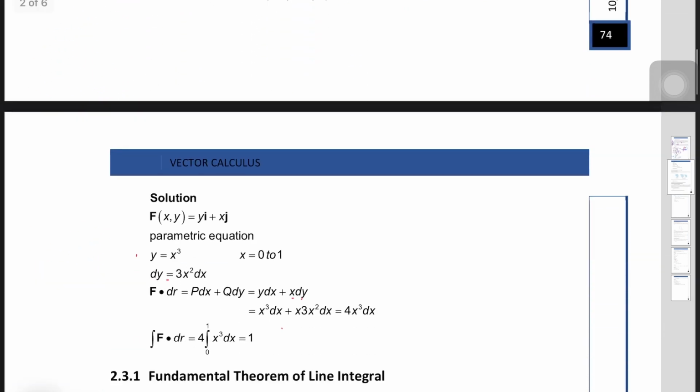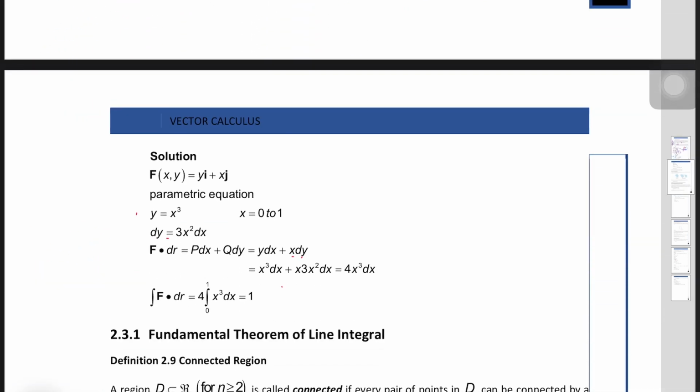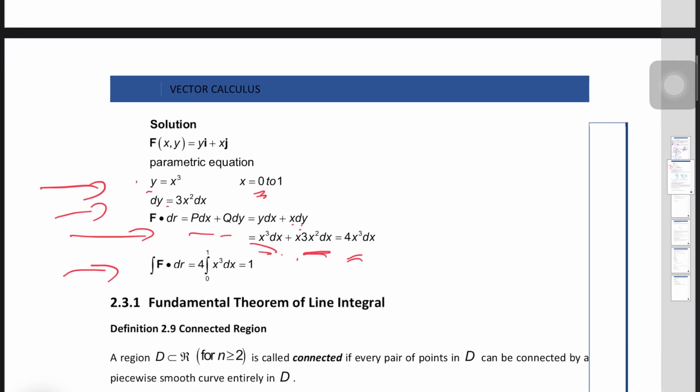Okay, jadi benda yang sama juga, parametric equation kita ambil y equal to x cube, and another variable iaitu x, take dia punya interval, so interval 0 to 1 tak berubah, and differentiate y, kita akan dapat dy equal to 3x square dx. Substitute in the f dot dr iaitu P dx plus Q dy, where y dx plus x dy, so y equal to x cube dapatlah x cube dx plus x dy equal to 3x square dx dapatlah 4x cube dx, dan kita akan dapat integrate f dot dr, dan kita dapatlah equal to 1.